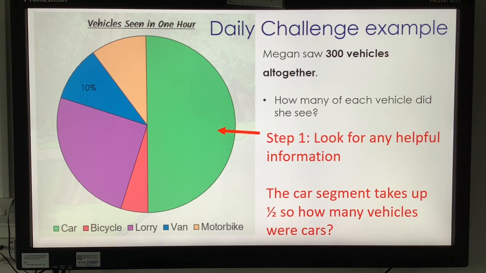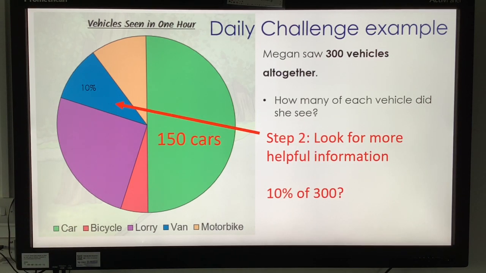Now you'll notice that we've only got 1% written up there. But don't panic, because we actually have more helpful information available. Now if you look at cars, the green segment, hopefully you'll notice that the green segment takes up half of our pie chart. Now half of our pie chart would be 50%. So the first thing to work out is 50%. Now I know my overall number, there were 300 vehicles altogether. So I need to find 50% or half of 300. And that tells me that there are 150 vehicles that are cars.